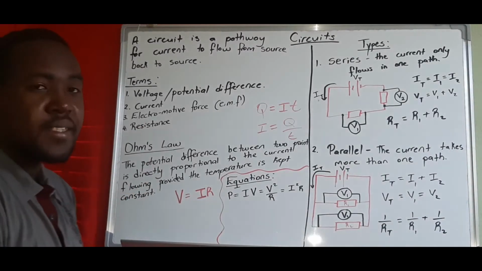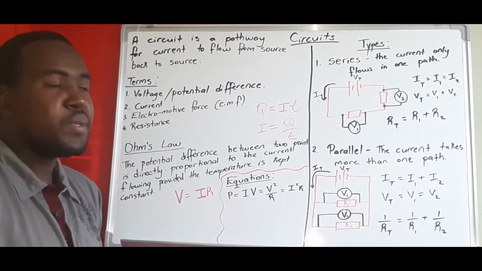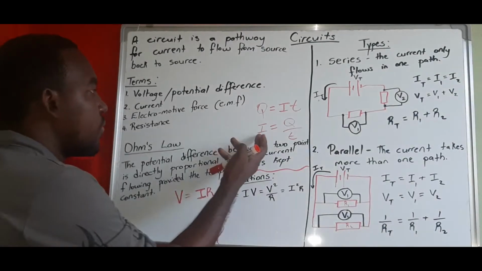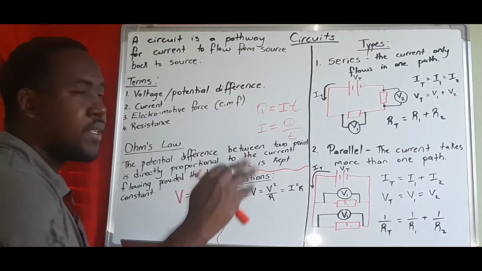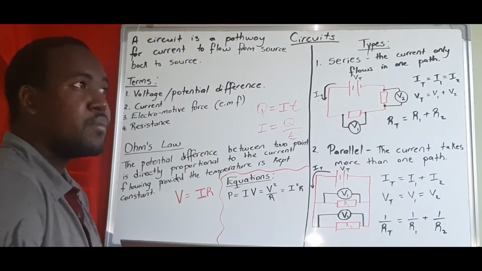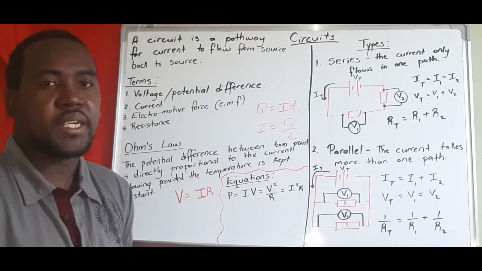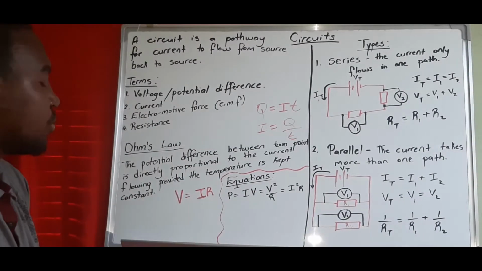And then the resistance. So resistance is the impeding of the flow of current. So charges are moving, right? So once you have an impeding, meaning you're slowing down the movement of the charges, then that's known as resistance.